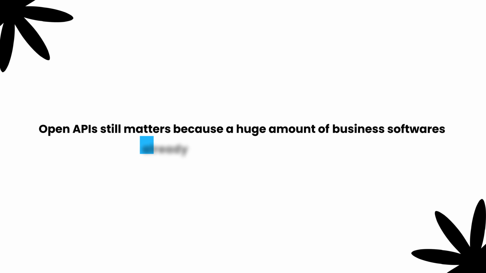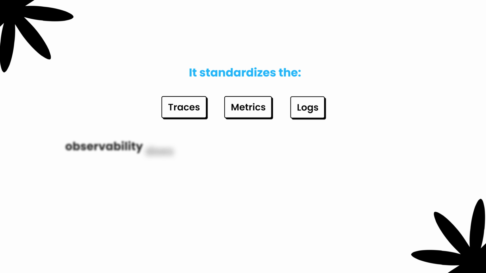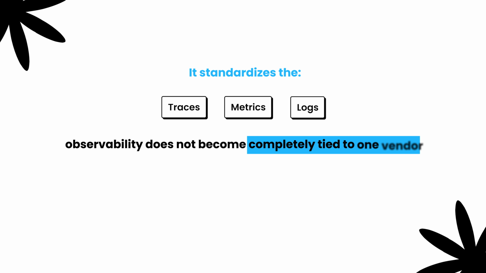OpenAPI still matters because a huge amount of business software already exposes ordinary REST APIs. MCP does not really erase those APIs. In many systems, an MCP server is simply the agent-facing adapter sitting in front of them. Now, OpenTelemetry matters at a different boundary. It standardizes traces, metrics, and logs so observability does not become completely tied to one vendor. You may also see protocols such as A2A for communication between agents and AG-UI for connecting an agent backend to a user-facing interface. My advice would be to learn MCP and OpenTelemetry first.